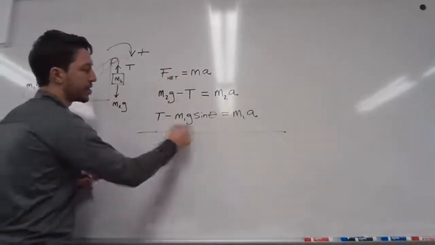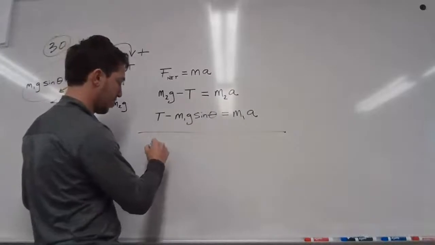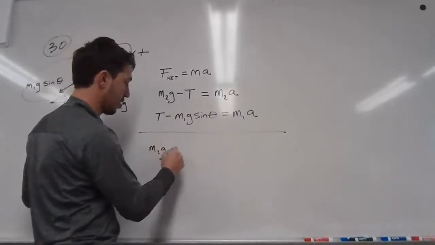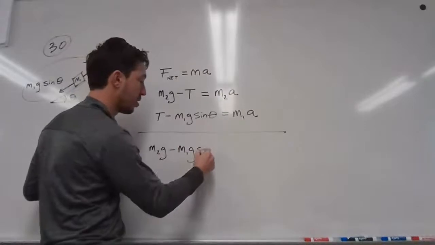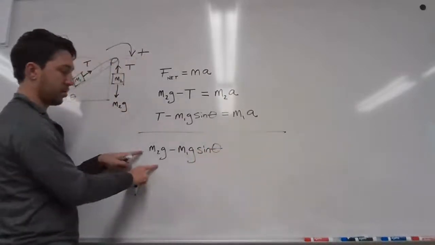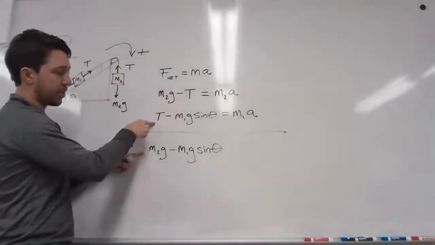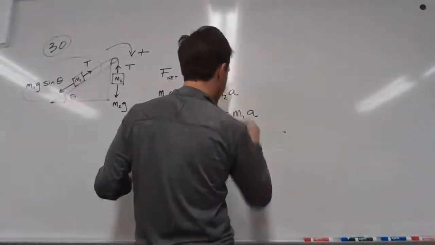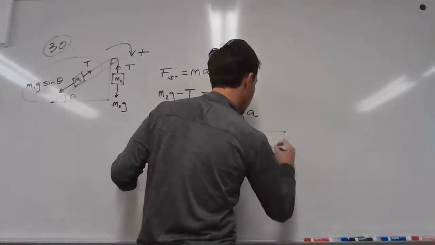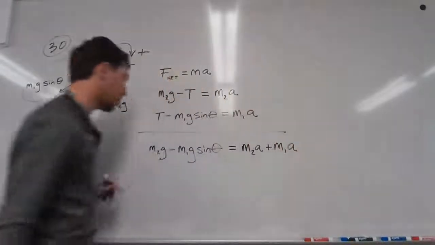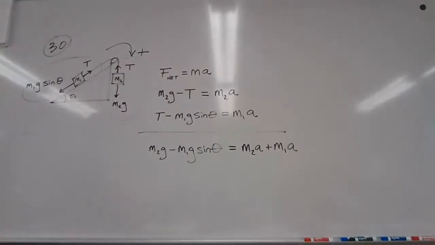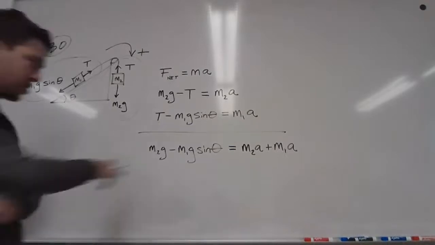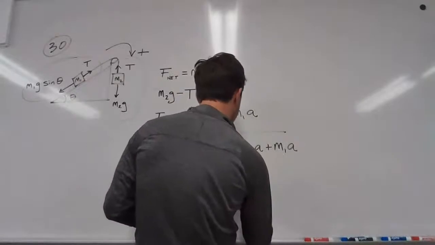Scary. Okay, add up this and this. What do you get? You get M2G minus M1G sine theta. Yep, so the minus T and the plus T cancel out, you get this minus this. Let's add these up. Okay, now the question's asking us to solve for, we're solving for what letter? Acceleration. So let's factor out the A.